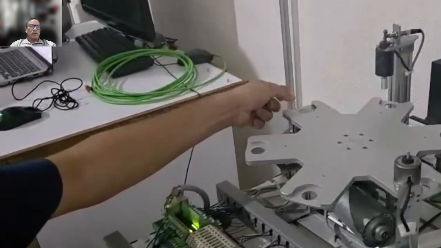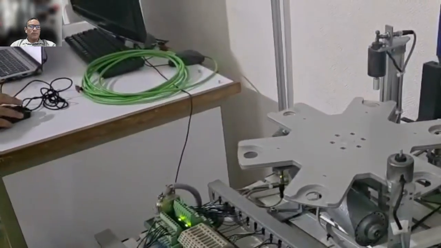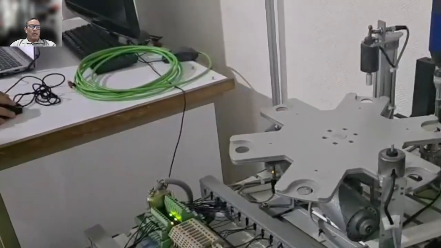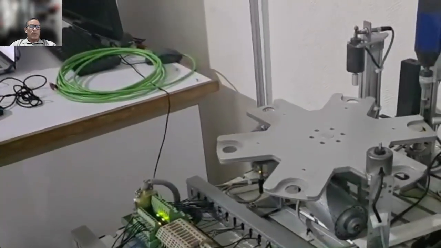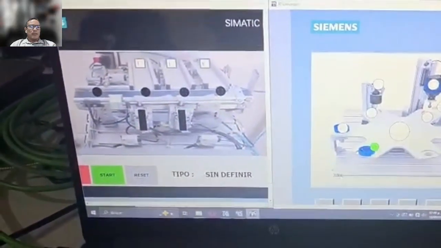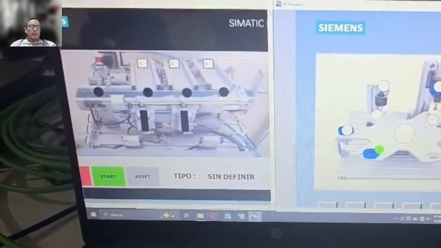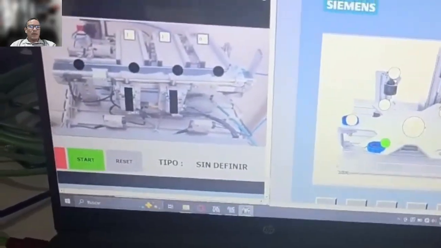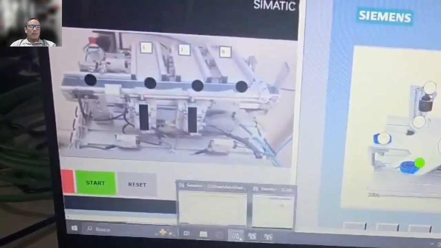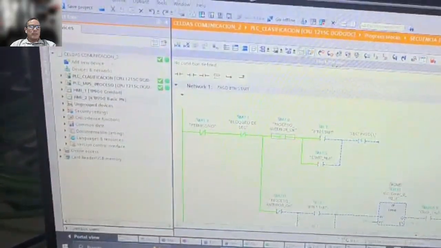Hello, my name is Arturo, and in this video I will present the integration and operation of the connected manufacturing cells. Here we can see the manufacturing cells connected as part of the same automatic system.